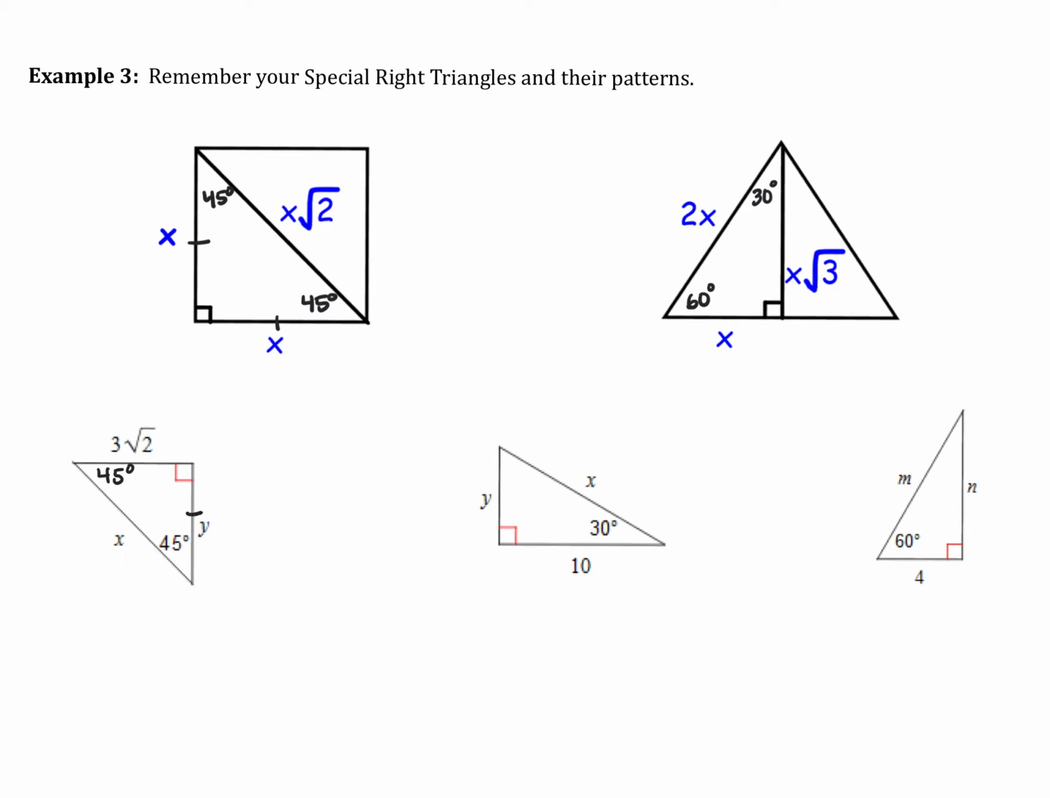What that tells us is that the 2 legs of the right triangle are going to be congruent. So right off the bat, I know that y is going to be 3 radical 2. Now where it gets to be a little interesting is the fact that our hypotenuse is unknown.